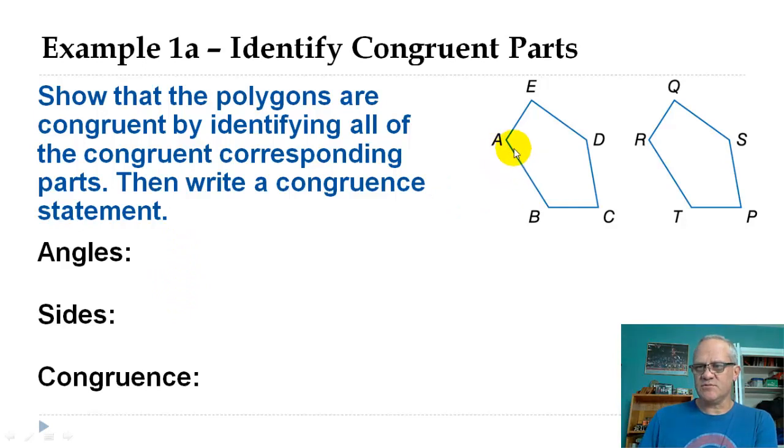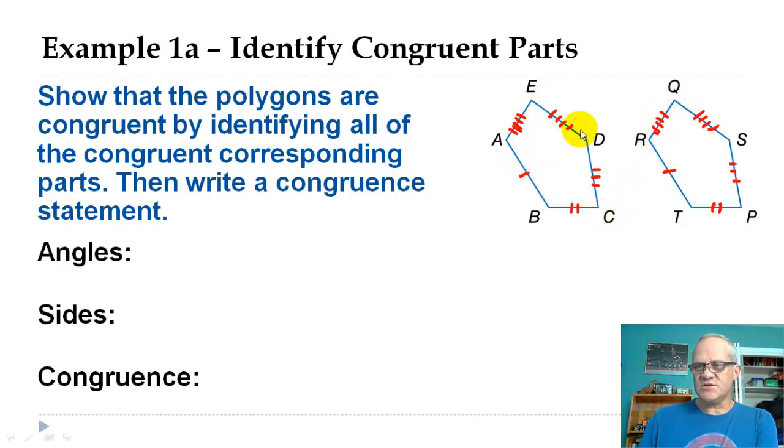All right, so first of all, I'm going to start with this. I'm going to call side AB, I'm going to mark that with 1 mark. Well, what matches up with side AB? It looks like it's going to be RT, so I'm going to put 1 mark there. Side BC would be 2, and it looks like TP matches up with that. DC or CD would be 1, 2, 3, and then this would be 1, 2, 3, 4, and then 1, 2, 3, 4, 5. Okay, getting a lot of marks in there.